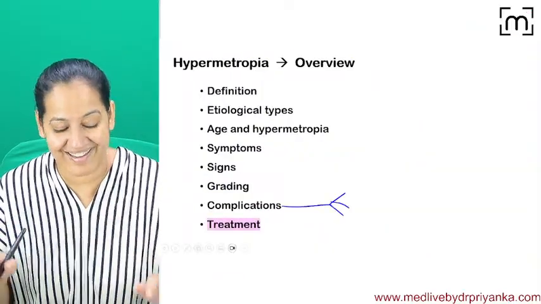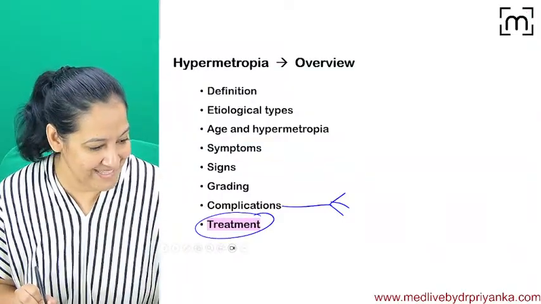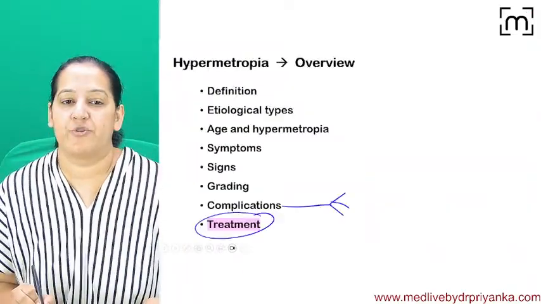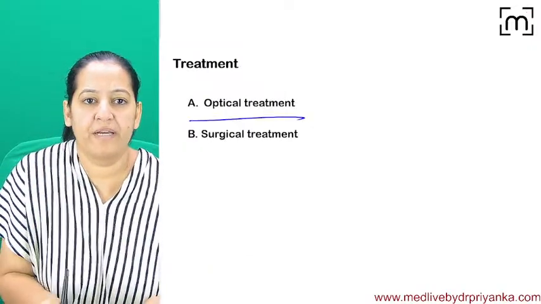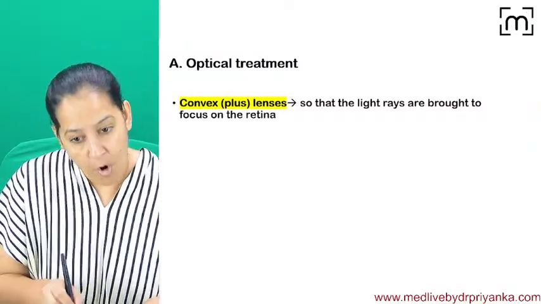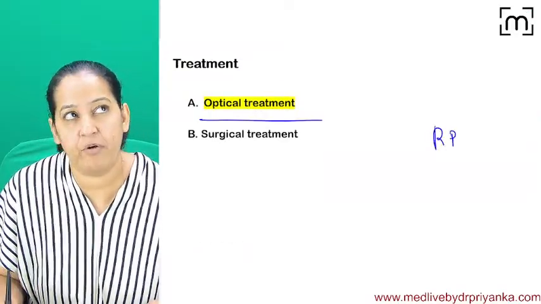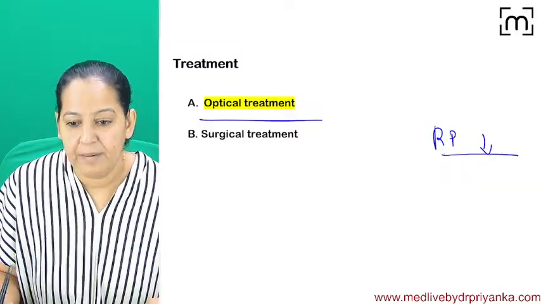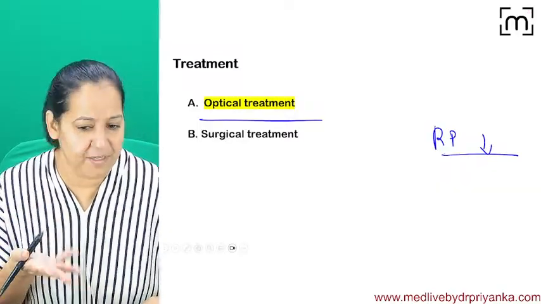Finally, the last thing, treatment of hypermetropia. We are done with hypermetropia, so coming to the treatment. What is the treatment of hypermetropia, people? Two treatments: optical and surgical. We will take them one by one. Optical treatment. What is happening in hypermetropia? The refractive power of the eye is reduced because of anything: maybe axial, maybe curvatural, maybe positional, maybe index.